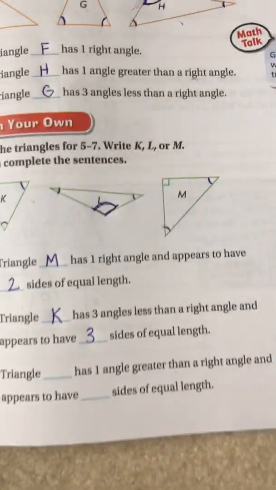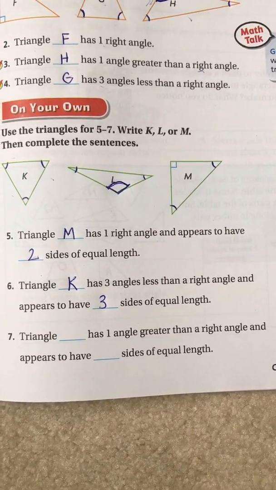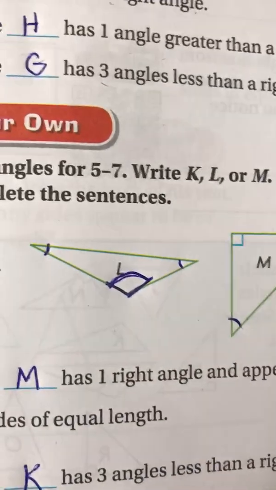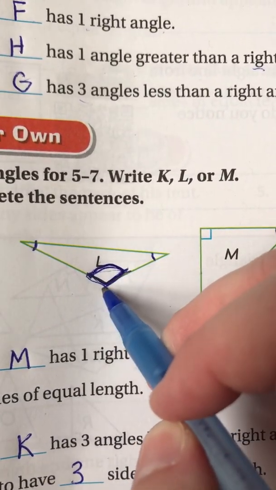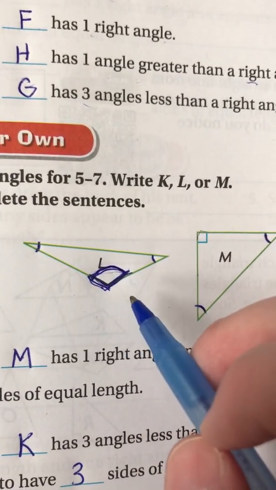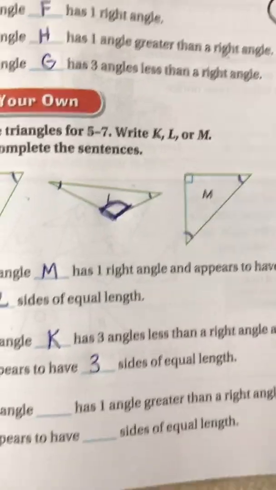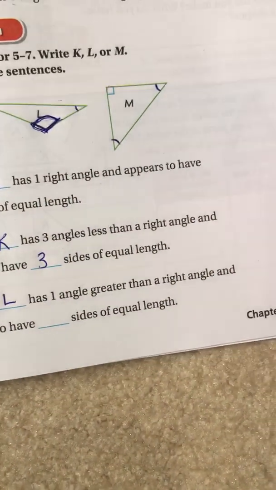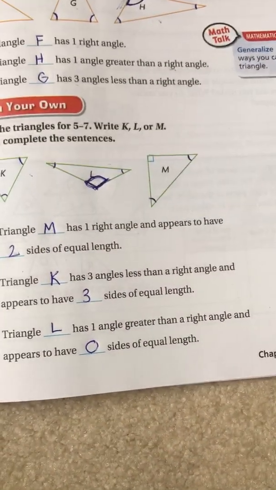Okay, and then triangle blank has 1 angle greater than a right angle and appears to have how many sides of equal length? So you can see here, L has our greater than. Look how wide that angle is. It goes way out, bigger than a right angle. Okay, and if you look, I would say it does not have any sides of equal length. So, triangle L has 1 angle greater than a right angle, and it has 0 sides of equal length.